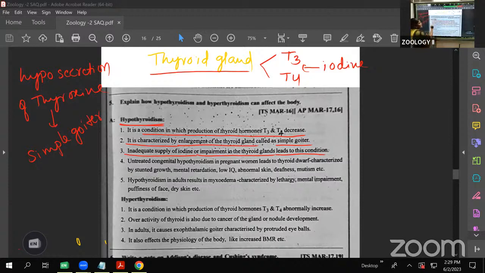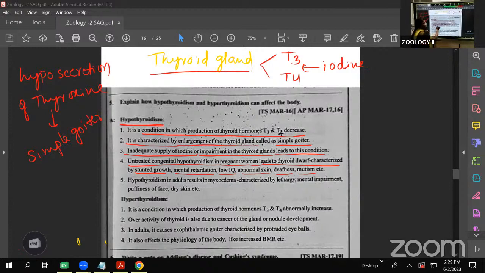Next, untreated congenital hypothyroidism in pregnant women, if not controlled, leads to thyroid dwarfism, meaning the child becomes a thyroid dwarf. Stunted growth occurs in the children, along with mental retardation, low IQ levels, abnormal skin, deafness, and mutism. These conditions occur in the children when the pregnant woman has hypothyroidism that continues.